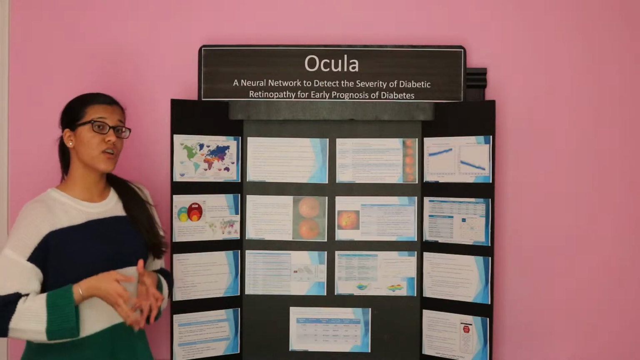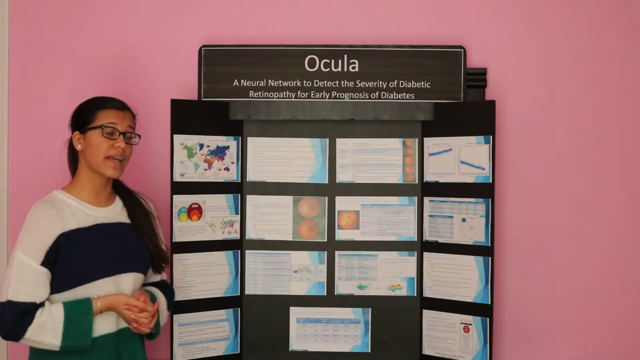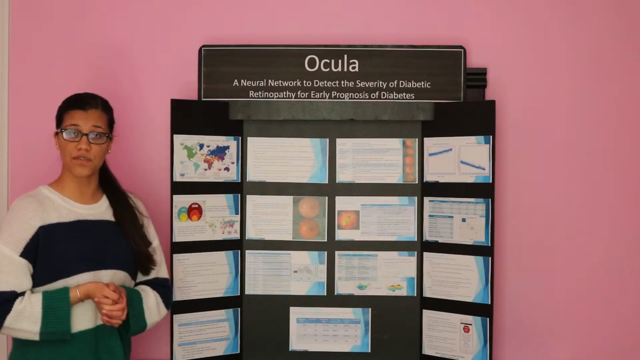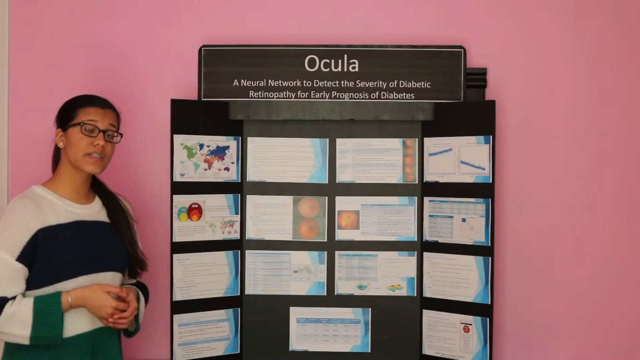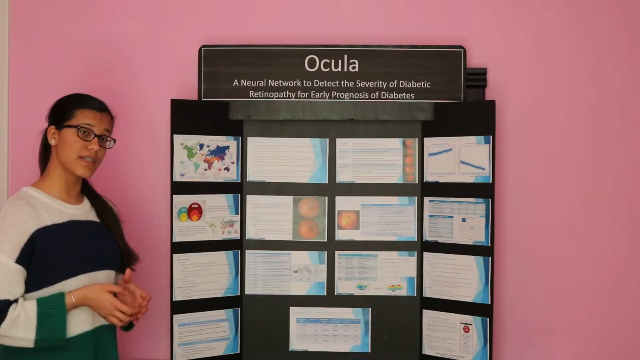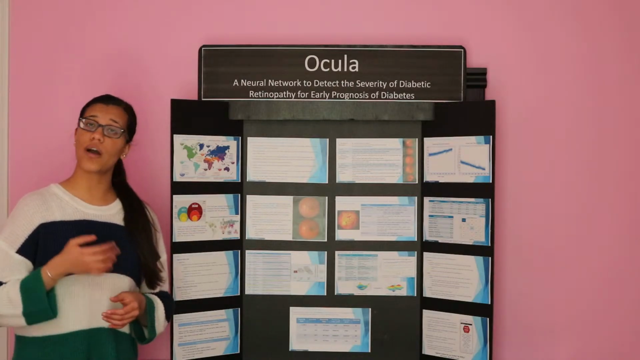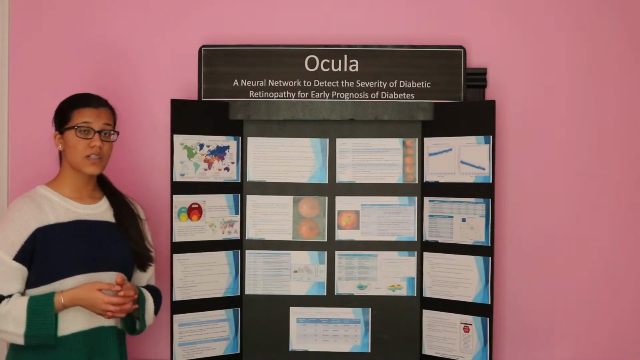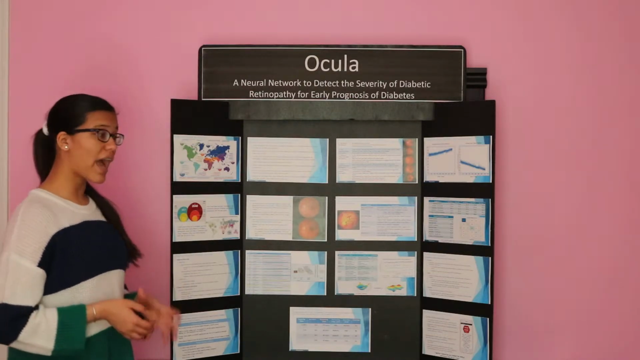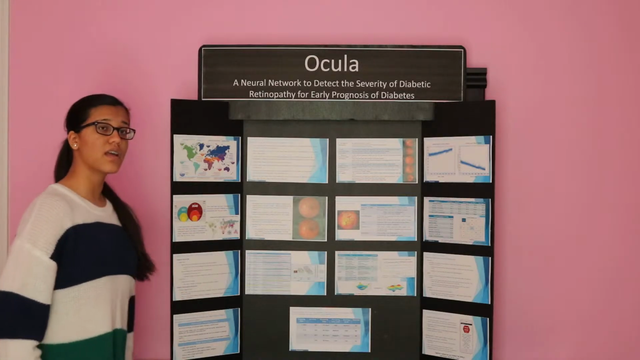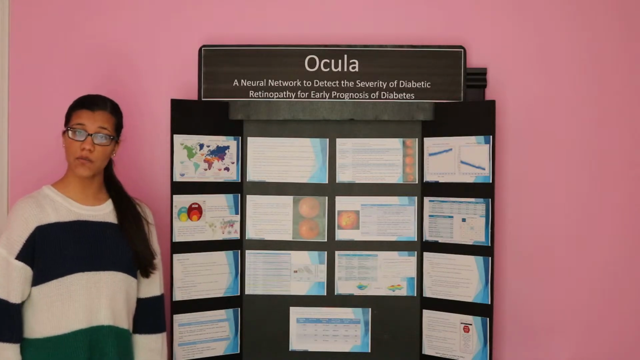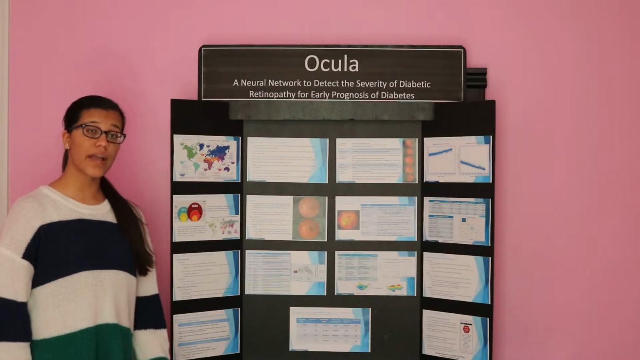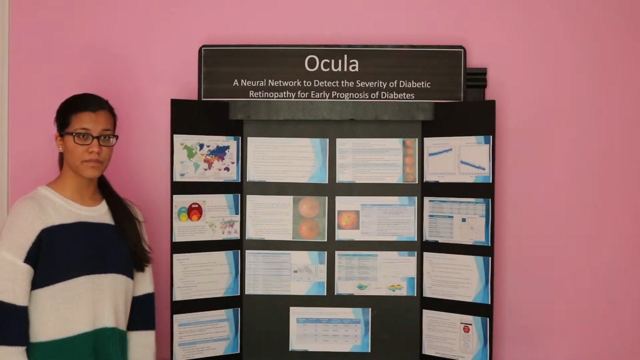And my solution was to create a neural network that can detect the severity of diabetic retinopathy for early prognosis of diabetes. During this stage, I also created some design success criteria to help ensure whether or not my device is successful when actually applied. Some of these criteria were having an accuracy greater than 90%, a use of a 25-layer network, and being able to classify the 5 stages of retinopathy correctly as well as quickly.